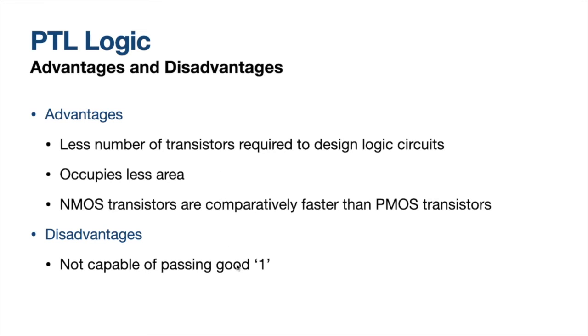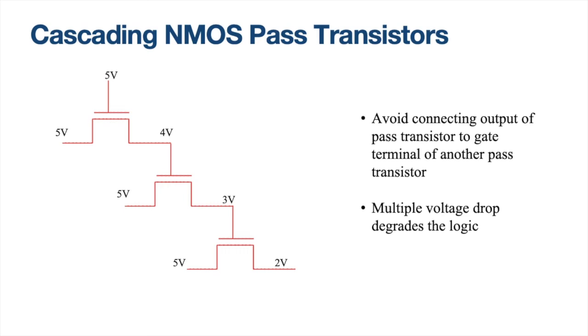And the disadvantages, right now we have seen, it can only pass strong 0, but it cannot pass strong 1. So we are now clear about why NMOS transistor passes only strong 0 and not strong 1. So that is the function of an NMOS pass transistor. If 0 is at its input, it has to pass the value whenever the gate terminal is activated. Similarly for 1, but it is unable to pass 1. Instead, it passes good 0.